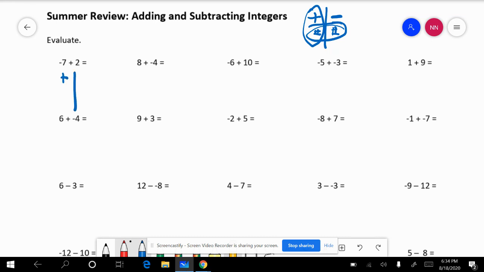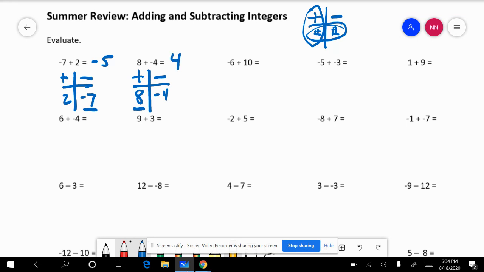I have my chart. I have a -7. I have a +2. Since they're on opposite sides, that means I subtract. The larger number is negative, so it's -5. So looking at the next one, I have a positive and a negative. +8, -4. They're on different sides. I subtract. The larger one is positive, so I know that it's a +4.